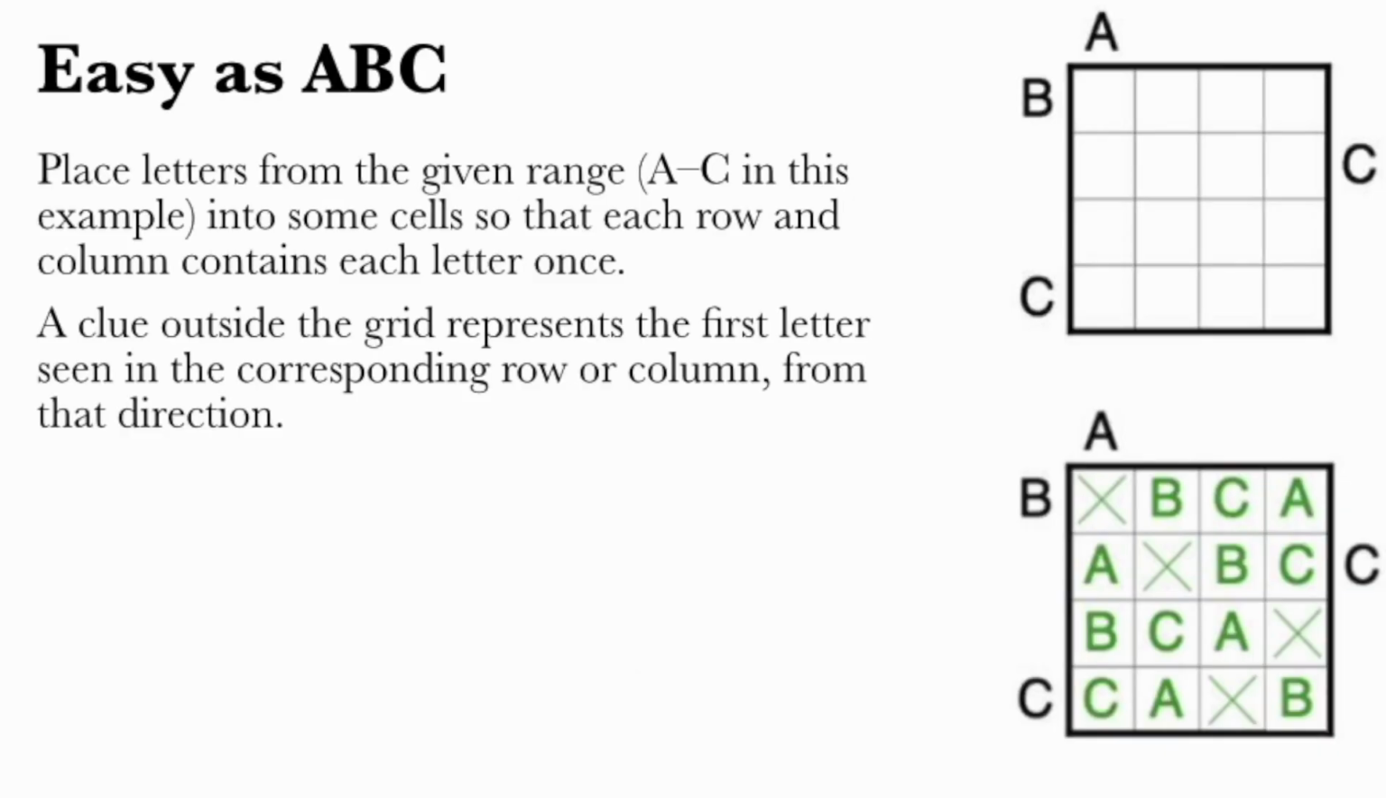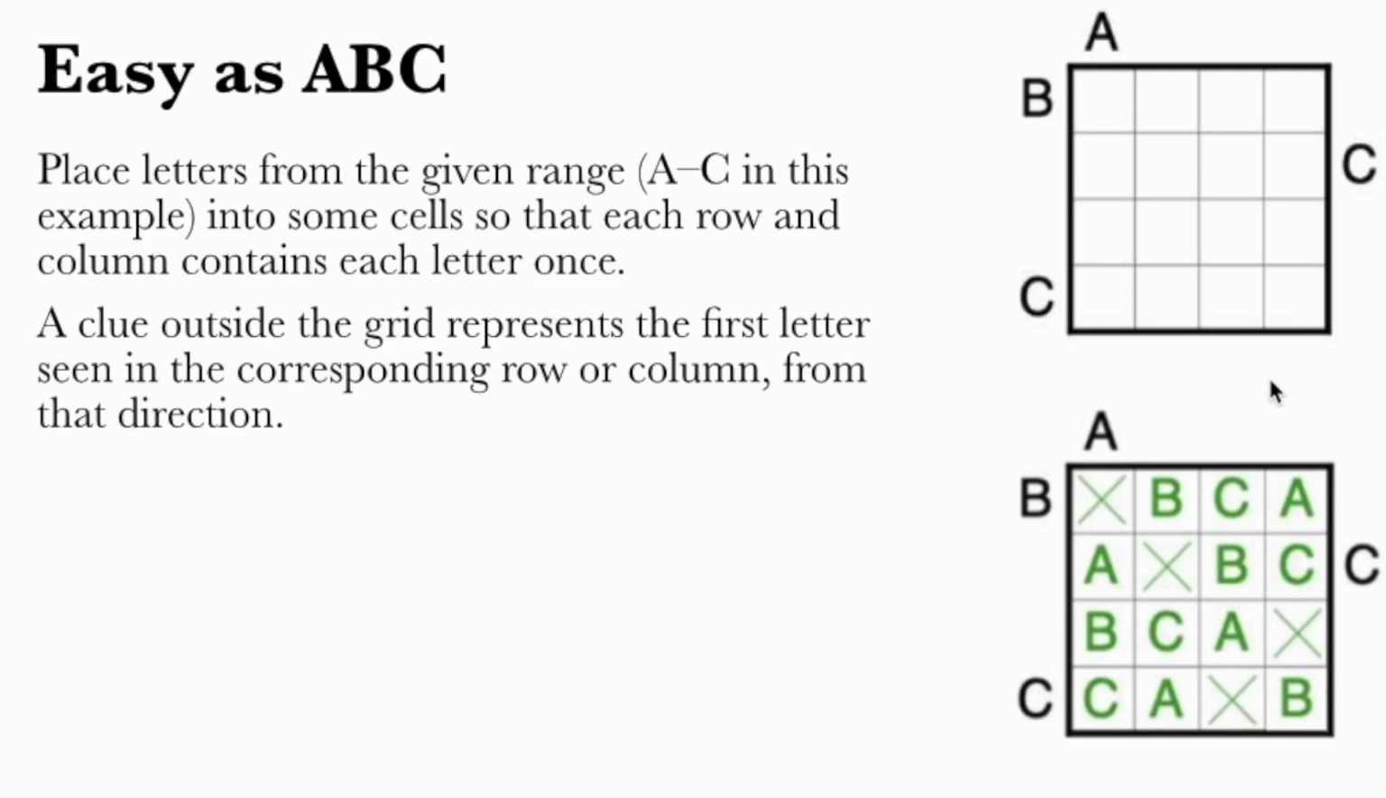Easy as ABC is a puzzle where we will place letters from a given range into some cells in a grid so that each row and column contains each letter once. That's similar to a Latin square requirement we'd see in something like Sudoku, but as you'll see, the number of letters doesn't necessarily match the number of cells in rows and columns. So in this example, we have the range A through C, and it's a 4x4 grid, so there are some blanks. A clue outside the grid represents the first letters seen in the corresponding row or column from that direction.